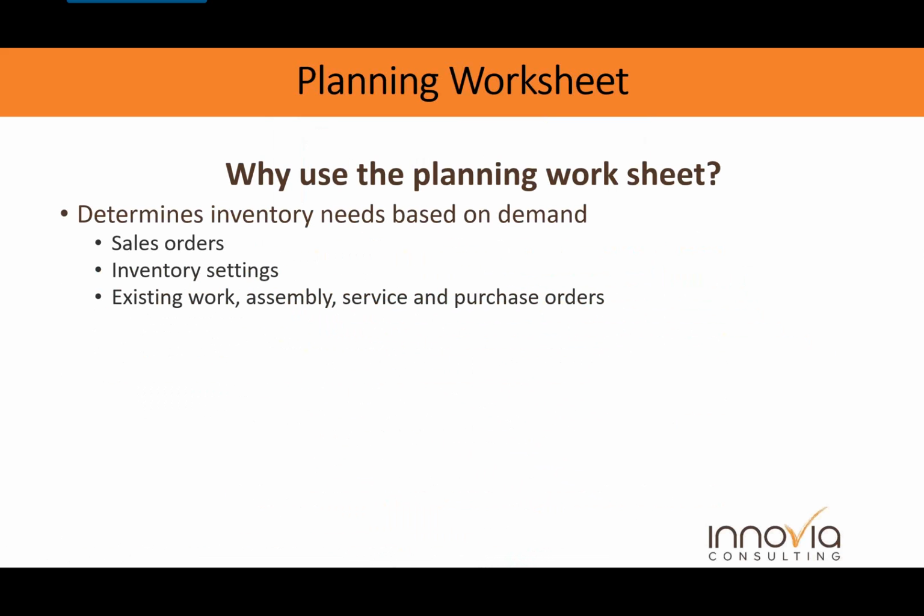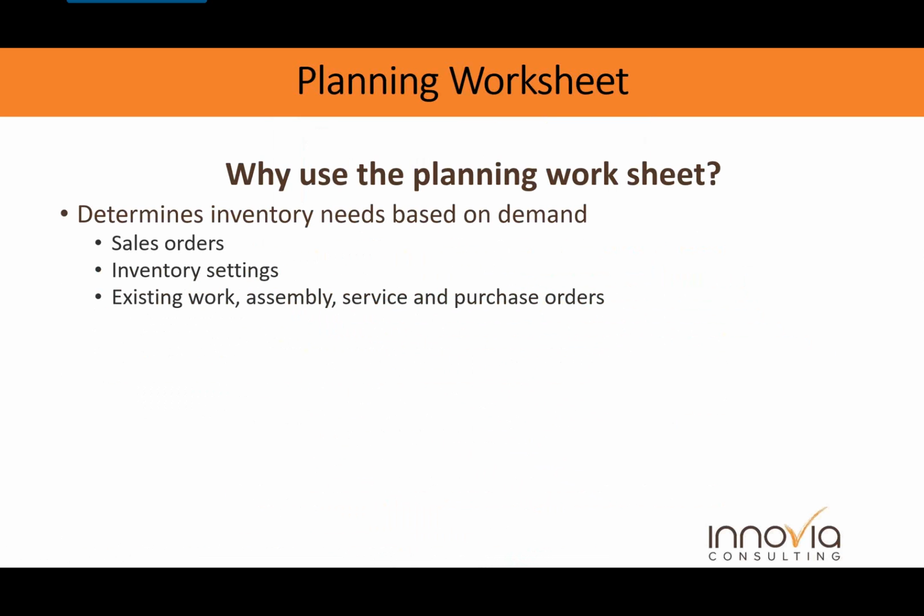This is what I need to purchase. This is what I need to manufacture. It's going to look at existing work orders that are currently in process. It's going to look at any assembly orders you have out there. It's going to look at demand coming from service orders. It's going to look at purchase orders. So it's going to go through all the features in your system that affect your inventory.